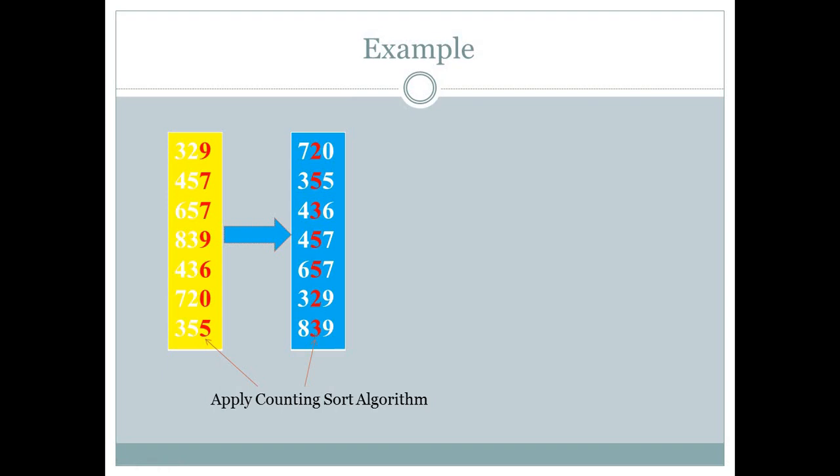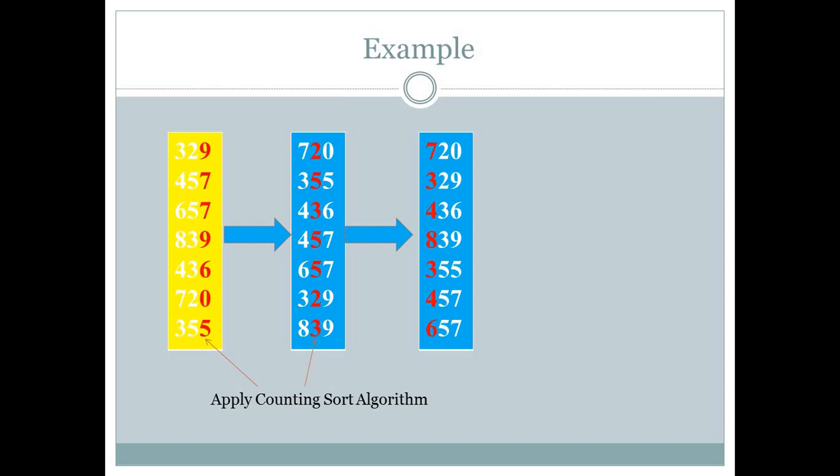So after applying counting sort algorithm on this column, we will know that the minimum number in this column is 2, so here 720. After it we will have this 2, so 329. After it we will have this 3, so 436. After it we will have this 3, so 839.